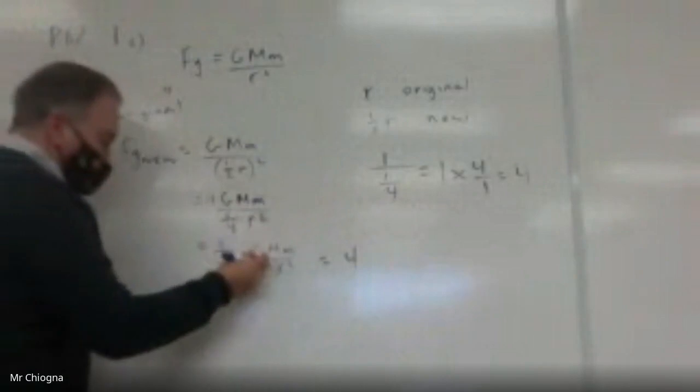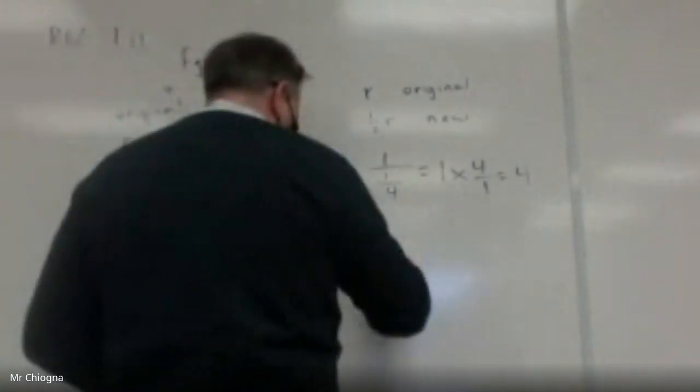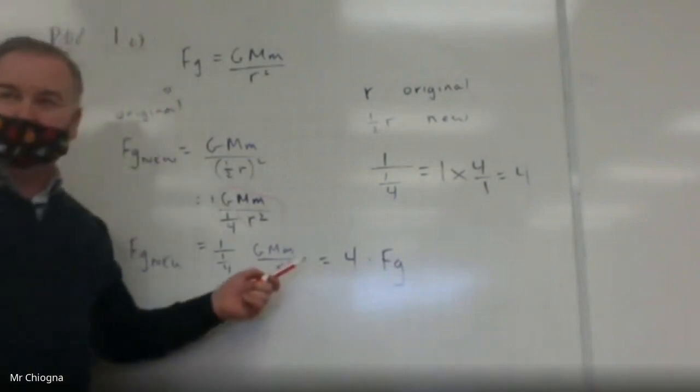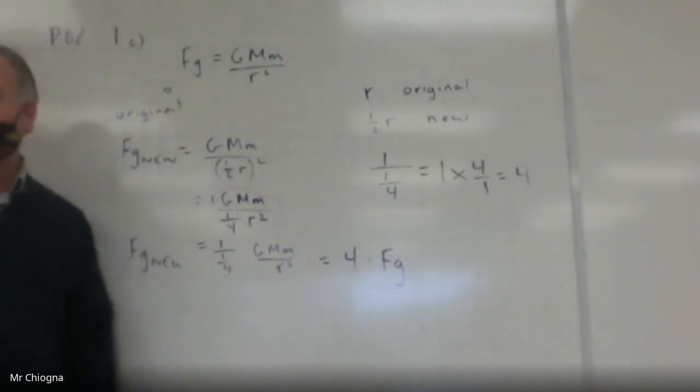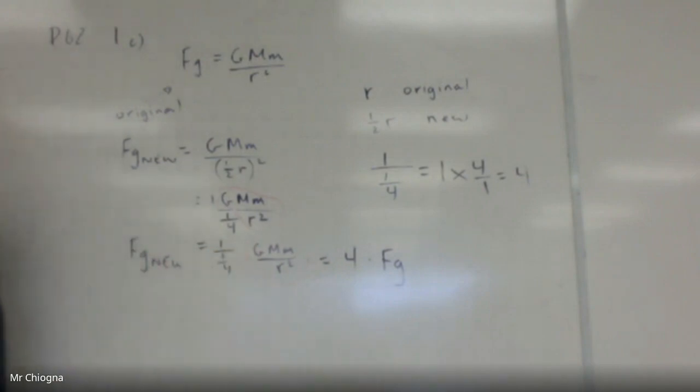What do we call this here? Does that represent? Yeah, the original force. So the new is greater than the old, which we expected. By how much? 4 times. So if the old or the original was 10, the new is going to be 40.